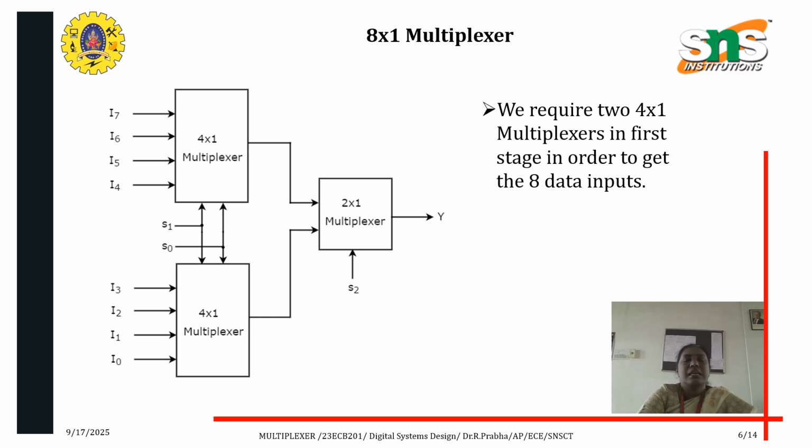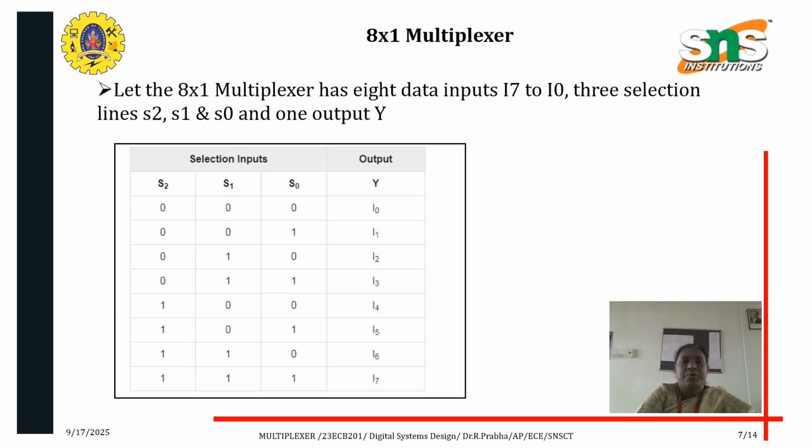So next is the 8 cross 1 multiplexer circuit. An 8 cross 1 multiplexer circuit requires two 4 cross 1 multiplexers. Here the inputs are from I0 to I7, and the selection lines are S2, S1 and S0, 3 selection lines because 2 power 3 is 8. So 8 inputs, 3 selection lines and 1 output.